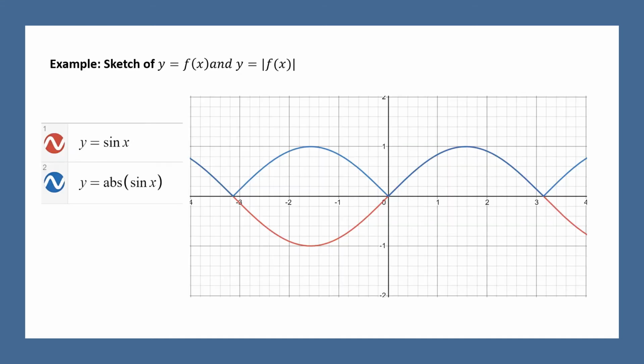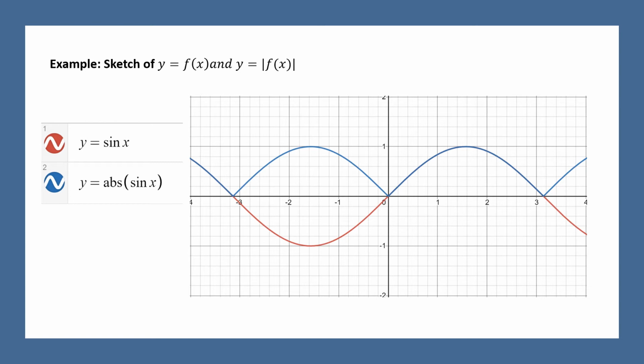Let's look at this graph to see how a sketch of y is equal to absolute value of f of x will look like. The curve that we have is sin x. We know that that is a wave function that is represented by the red color here.